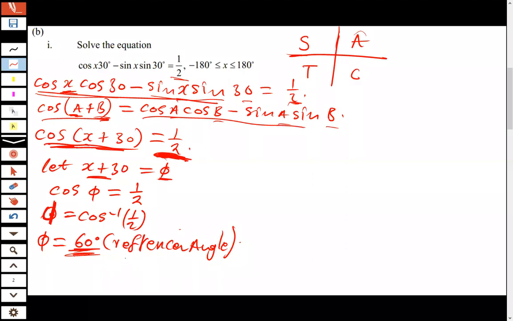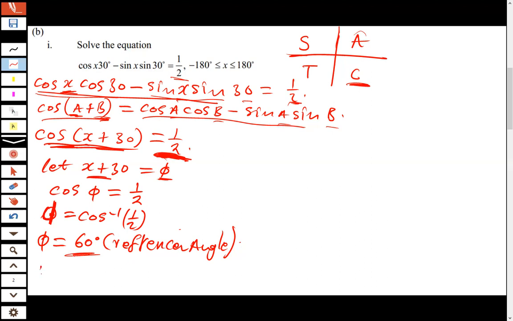This is just a reference angle. Like I said, since half is positive, then the trig ratio lies in the first and the fourth quadrant, because we know that it is only in the first and the fourth quadrant that cos is positive. So let us now begin to solve. So in the first quadrant, you get the same reference angle as your answer, because cos is positive in the first quadrant.